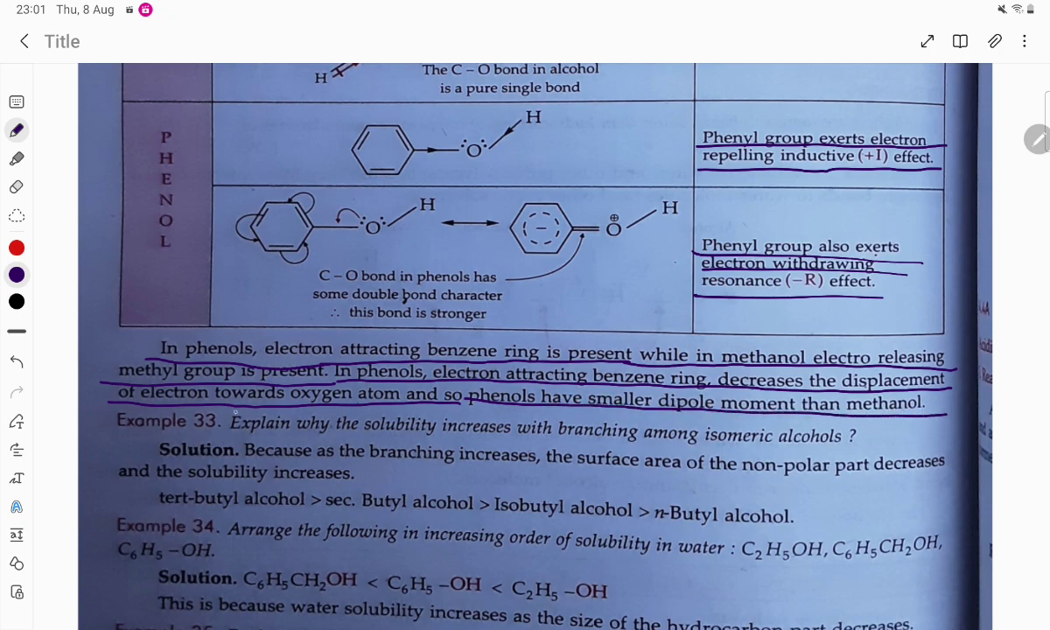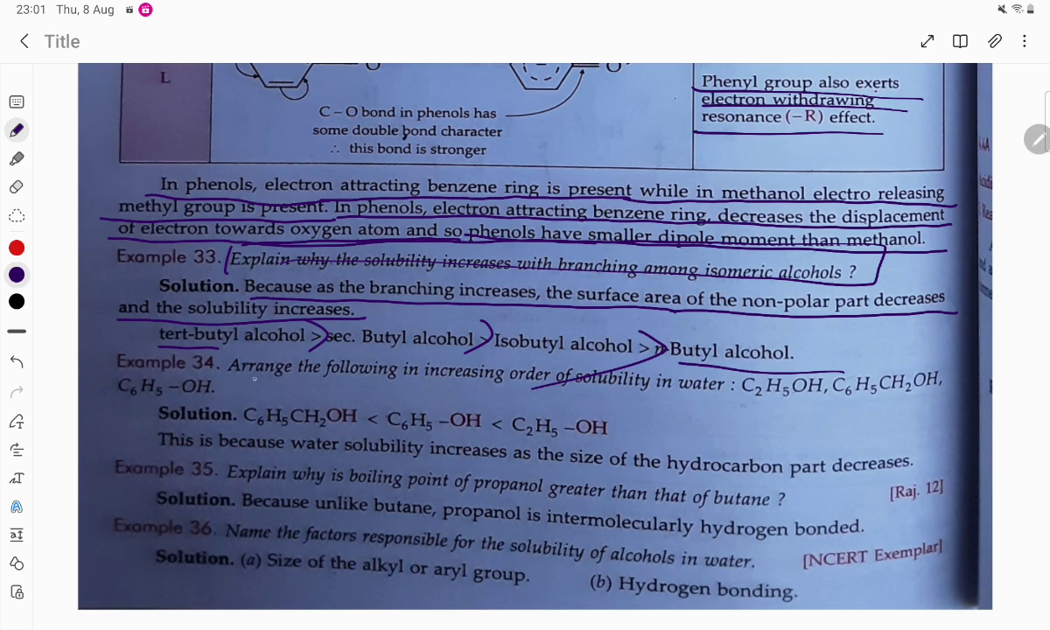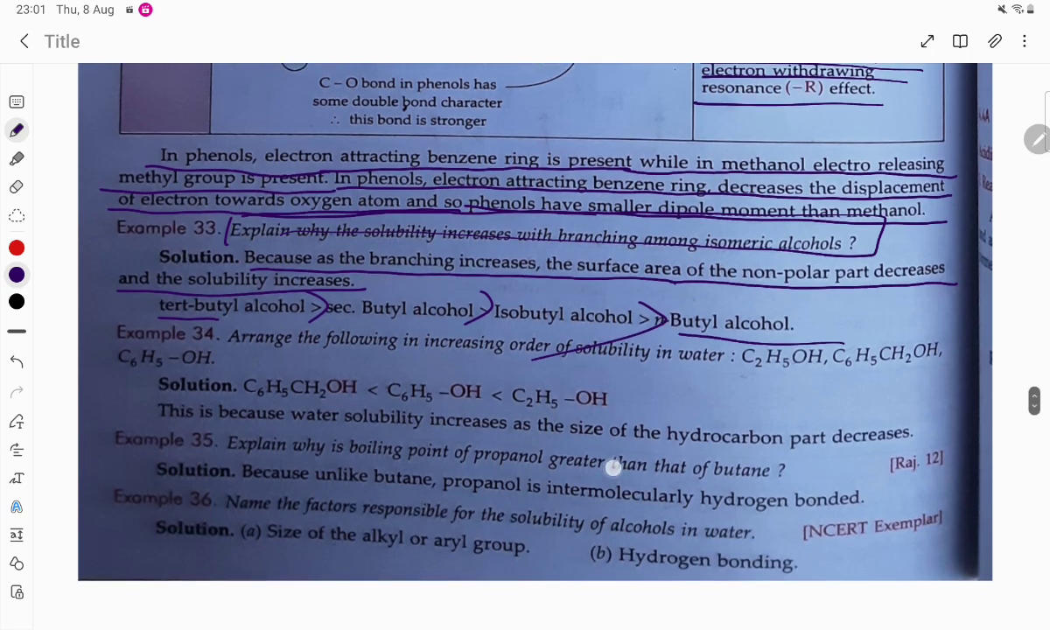Explain why the solubility decreases with branching among isomeric alcohols. As the branching increases, the surface area of the non-polar part decreases, and the solubility increases. Tertiary, then secondary, then isobutyl and n-butyl. So this is the answer, student.